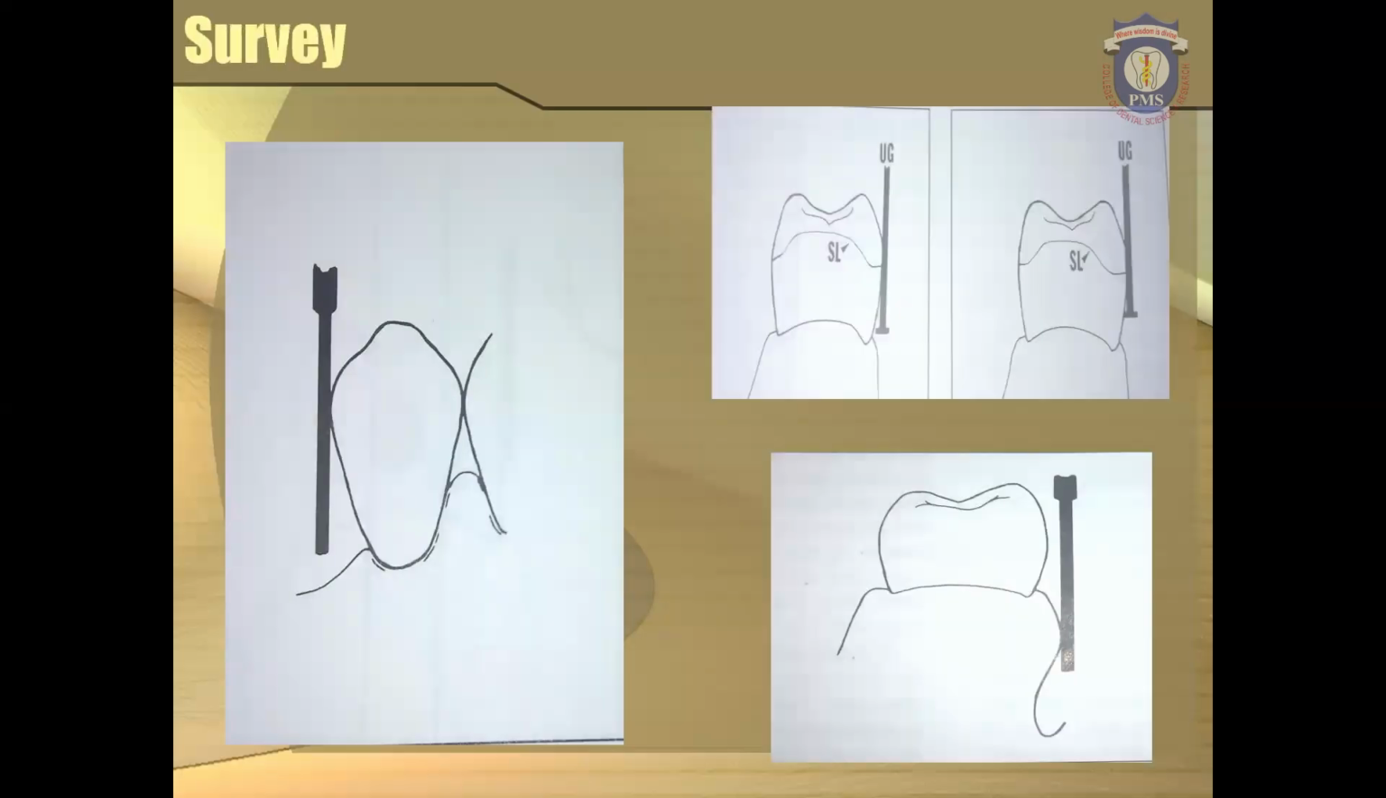So this is the picture of a tooth with the surveying tool close to the prominent area of the tooth. This is the prominent portion. The widest diameter of the tooth is in this portion. That is known as the height of contour of a tooth. The area beneath the height of contour is the undercut. This is the retentive area.